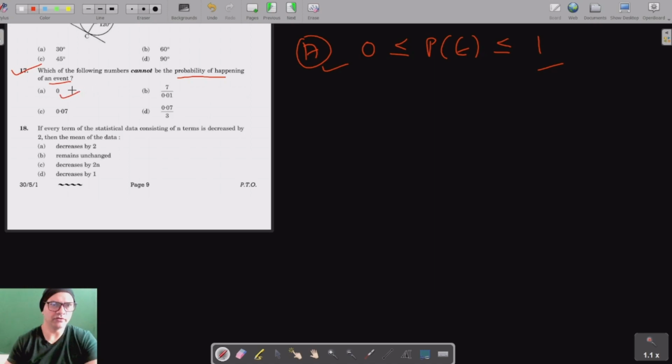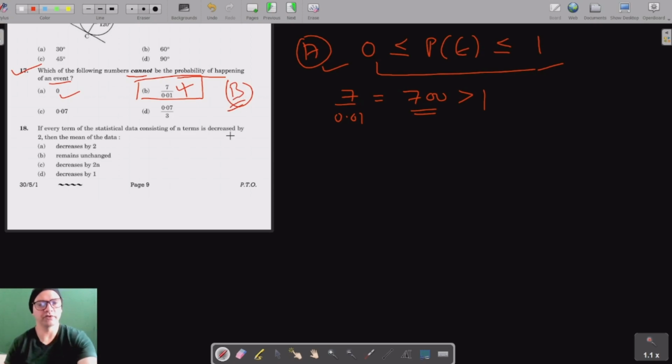Now the first one is 0, which is possible. The second one is 7.0.01, which is equal to 700. Now the probability should lie between 0 and 1, and this is greater than 1. So this cannot be the probability of happening of an event, and it's asked what cannot. So our answer for this is option B.